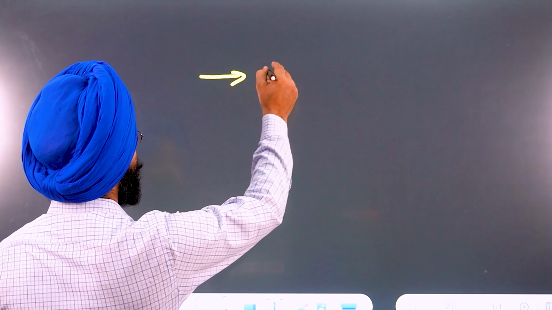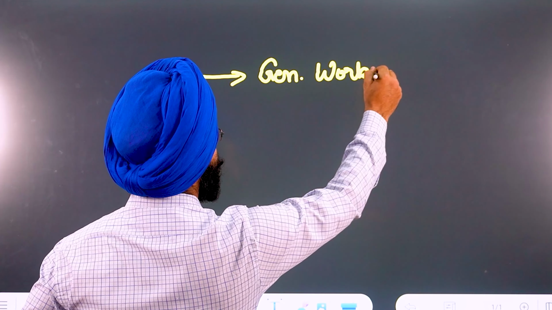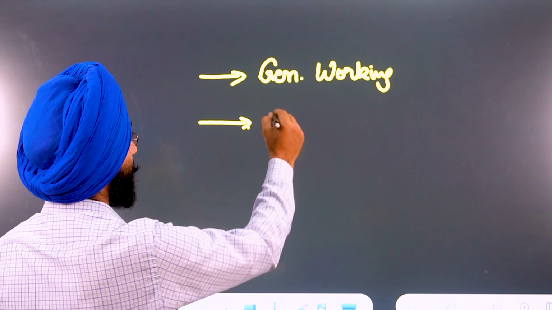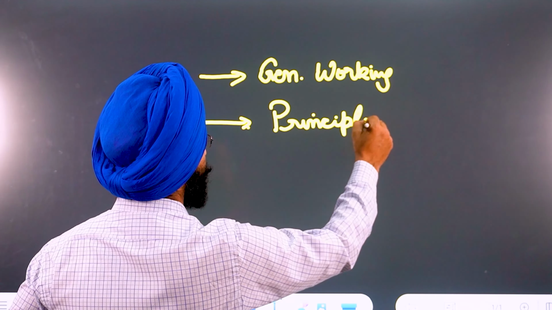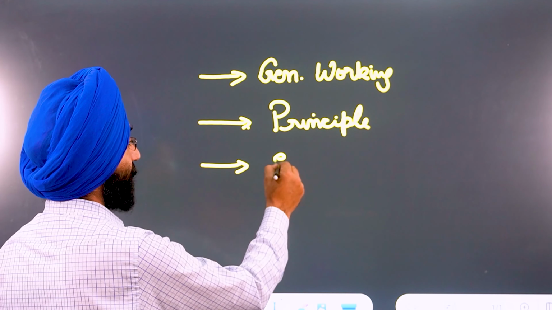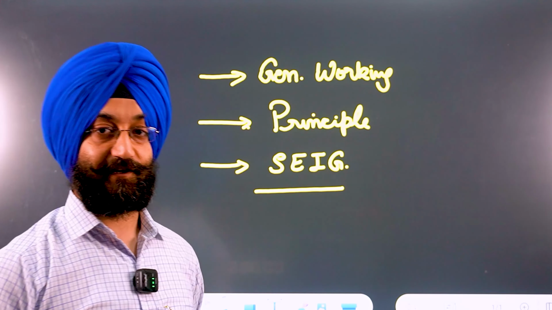Today we will be discussing the brief operation of induction generator. So let us start. Today we will discuss three parts of the induction generator. First one is its general working, and its principle of operation, and the third thing is self-excited induction generator. So we will be having focus on these three topics.